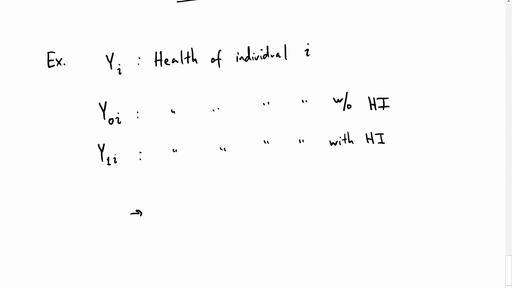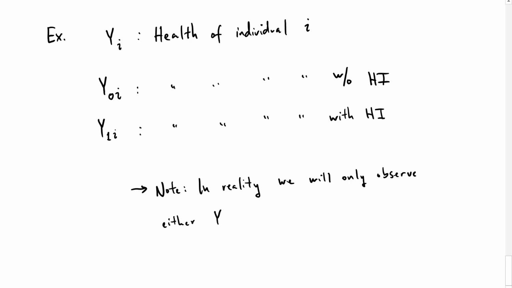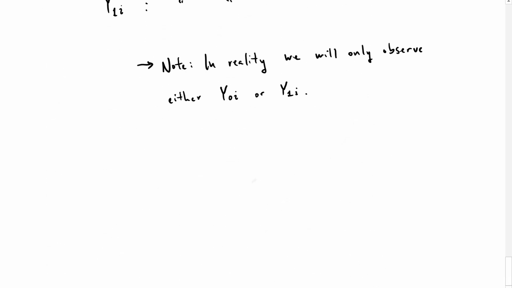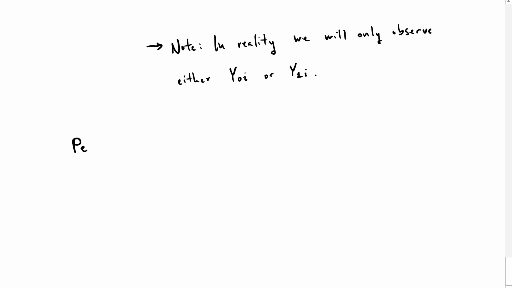And so, again, let me make a technical note. In reality, we will only observe either y0i or y1i. It's literally impossible for somebody to both have insurance and not have insurance at the same time. So we only observe one of these at a time in the real world. Okay, but to explain this idea of counterfactual and selection bias and a lot of these concepts that we're going to need for econometrics, we're going to have two people.